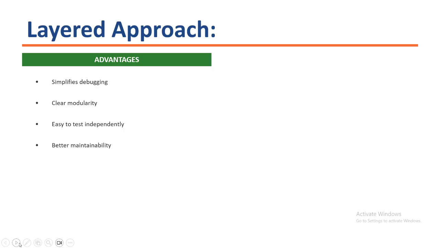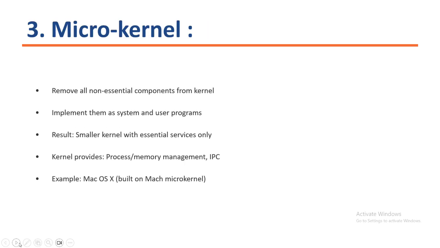Next one is better maintainability. Maintainability means how easy it is to update or fix later. Since the layers are separate, you can change or improve one layer without breaking the others. Next one is microkernel.